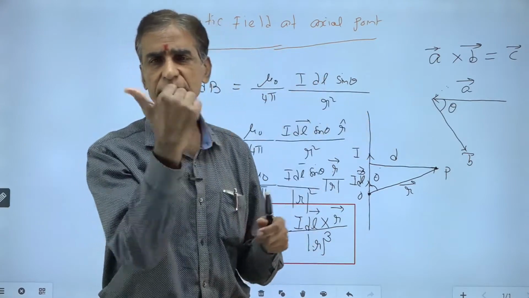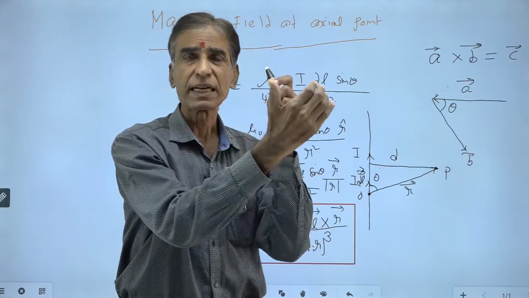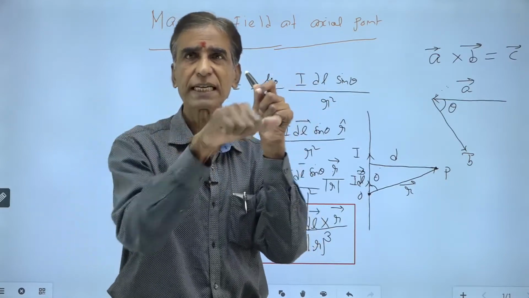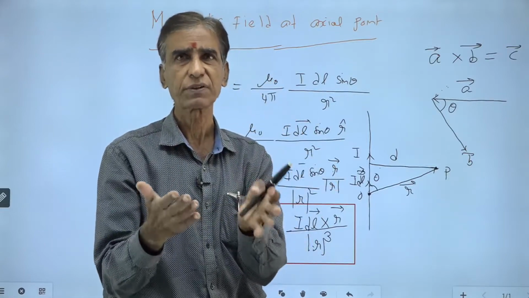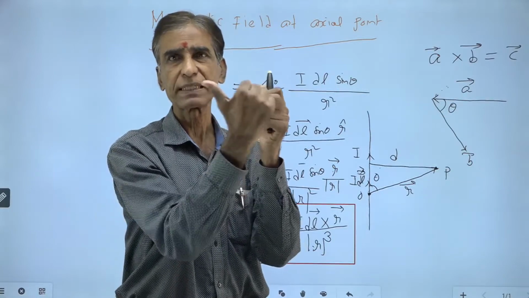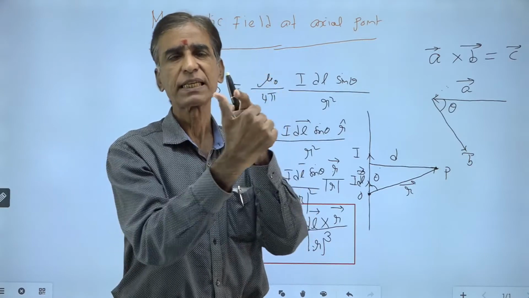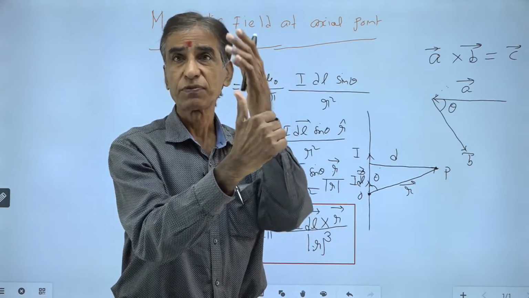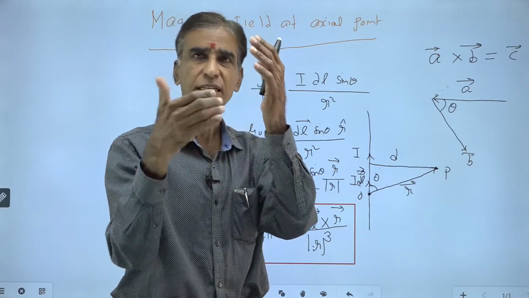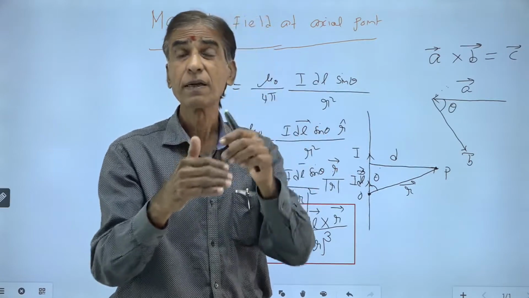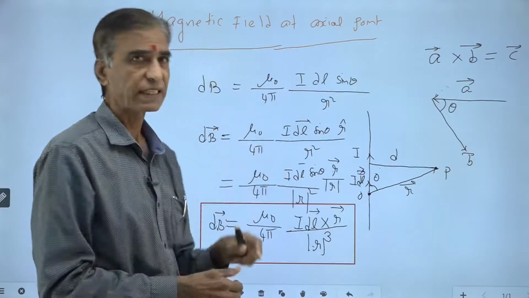So, if the thumb is coming towards us, that means the field is coming out of the plane, and if the thumb is going away from us, then it is going into the plane, or into the page. Suppose you take your notebook: if the thumb is coming towards us when you curl the fingers, then the field is coming out of the plane. If it goes away from us, then it is going into the plane, means into the paper of your notebook. So that is a way to find this dB vector.